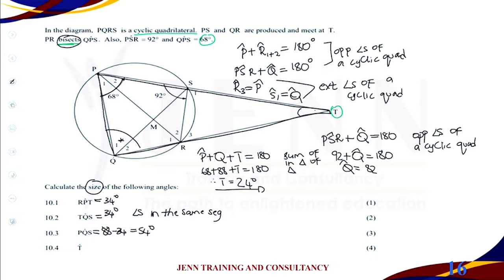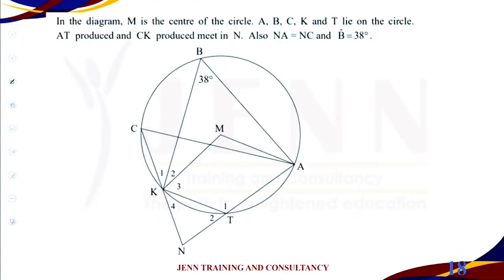All right, moving on to the next slide. Remember, I tried to look for diagrams that are not that complicated. Now, on our next slide, you are given this diagram and the statement, which reads as follows. In the diagram, M is the center of the circle. And then we have A, B, C, K, and T. They lie on the circle. And then AT is produced.